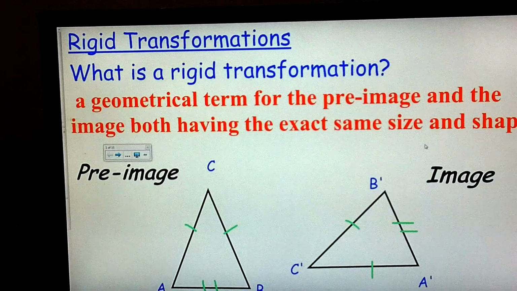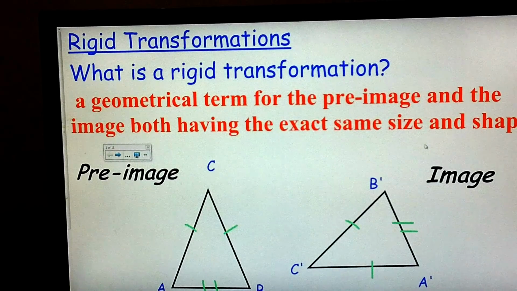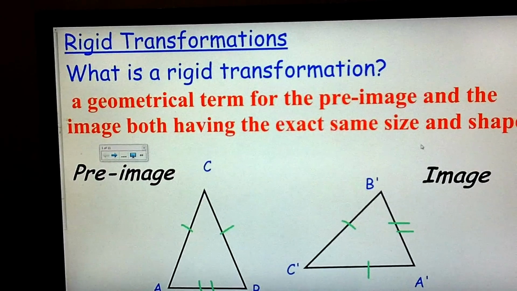Our next topic in this chapter is about rigid transformations. Now, rigid transformations are something you have already learned about before, but we probably didn't put this name with it. The technical definition of a rigid transformation is a geometrical term for the preimage and the image both having the same exact size and shape.